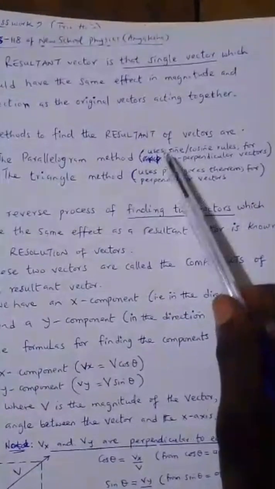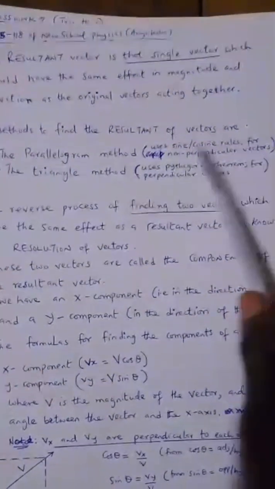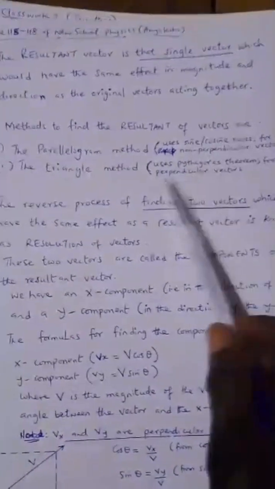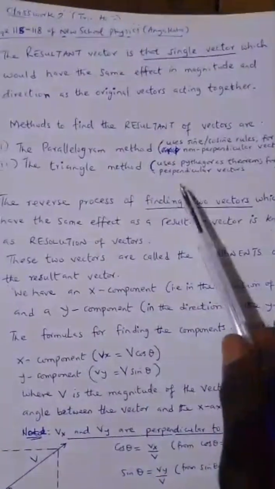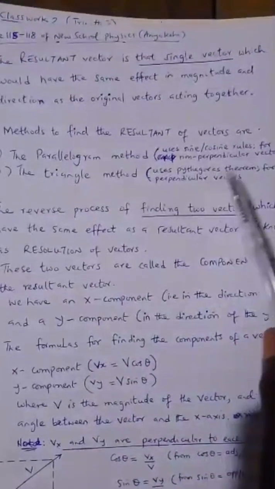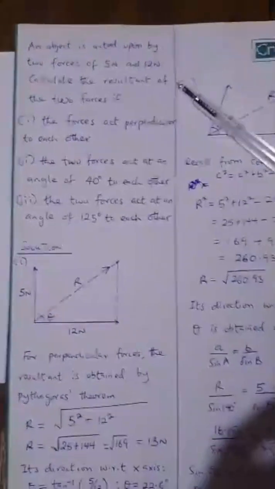It's basically your use of the sine and cosine rules from mathematics. The cosine rule will give you the magnitude and the sine rule the direction. For perpendicular vectors, we're going to see an example where we use Pythagoras for the magnitude and tan theta for the direction. Okay, let's look at this typical example.